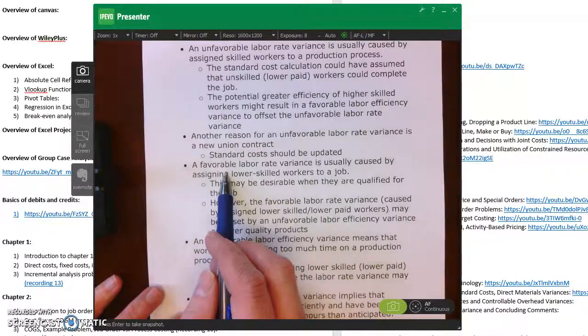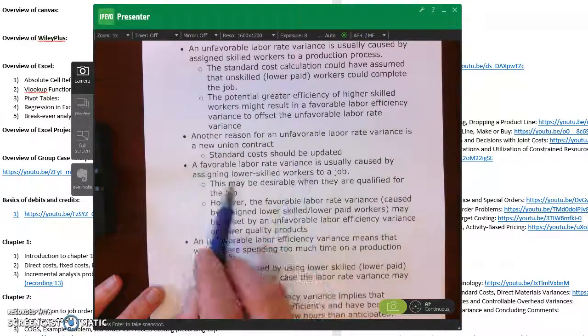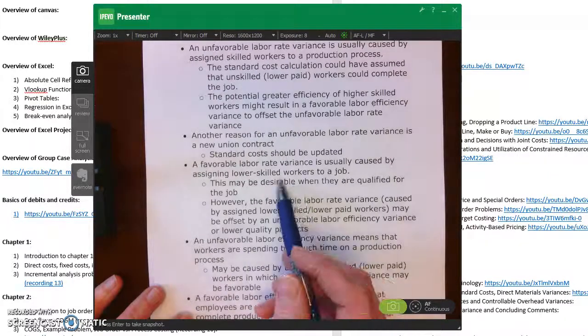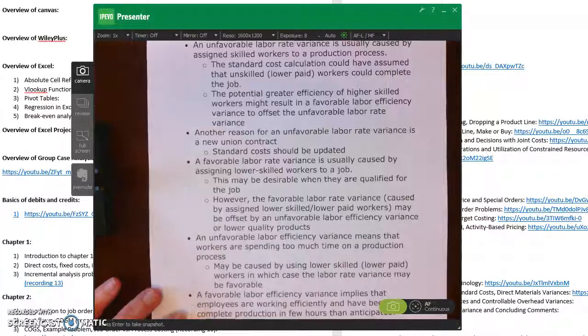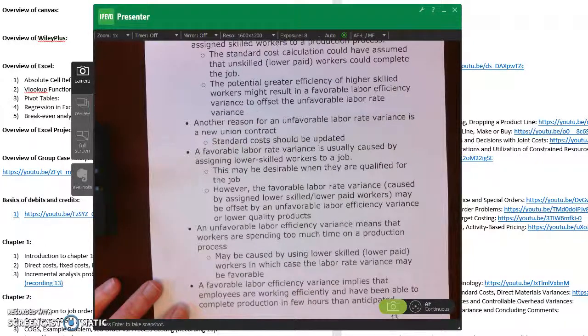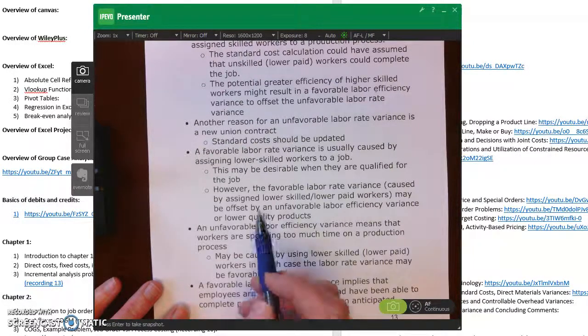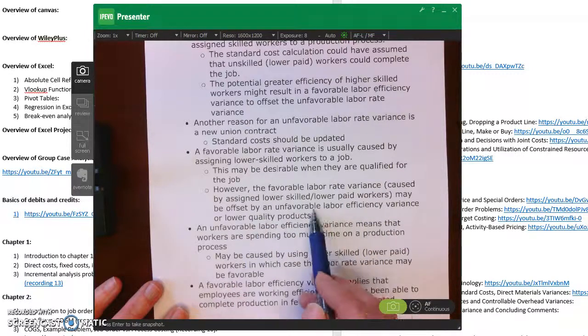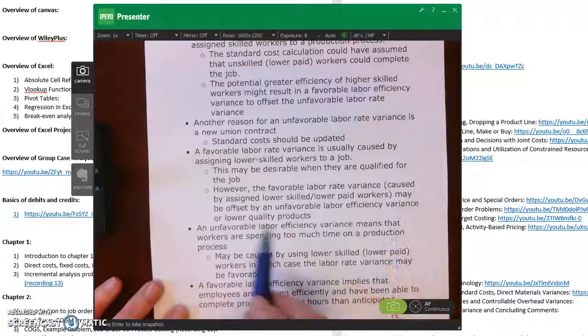A favorable labor rate variance could be used by assigning lower skilled workers to do the job. That means that we had lower skilled workers who didn't cost as much, and they still do the job pretty well. On the other hand, the favorable labor rate variance could be offset by an unfavorable efficiency variance because they're unskilled. We didn't pay them as much, so then they take longer.